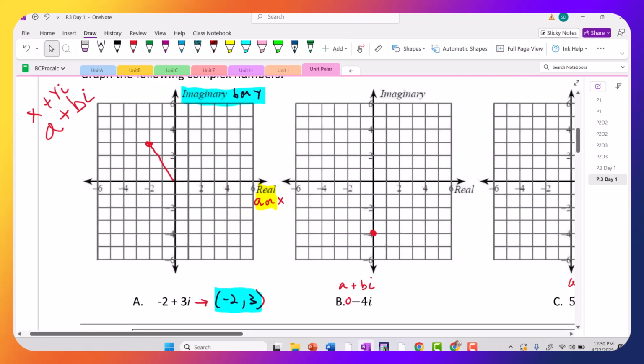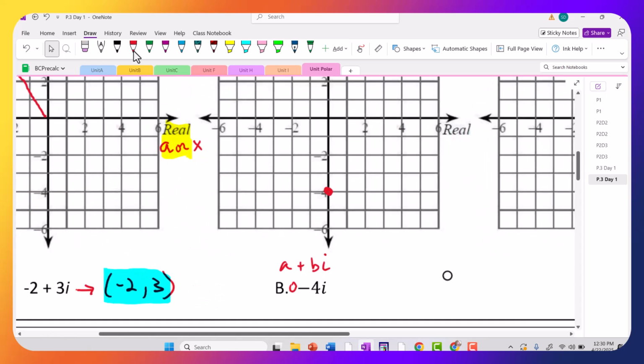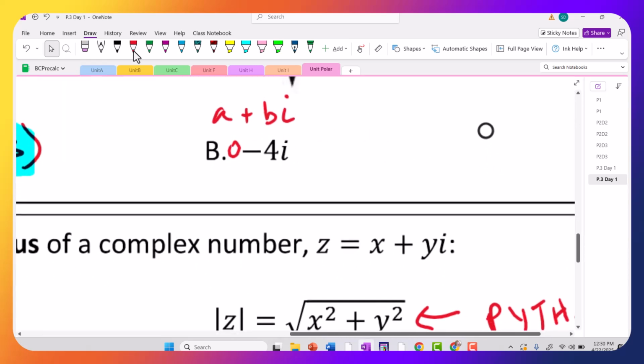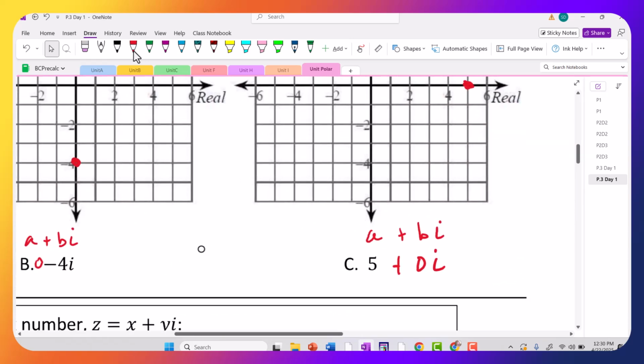It raises the question of why imaginary numbers, and why we have this in electrical engineering. The ability to graph these numbers and move on from this really opens up a world. When it's just -4i, that means A is 0. That's like 0 minus 4i. And then 5 is 5 plus 0i, so it graphs accordingly.